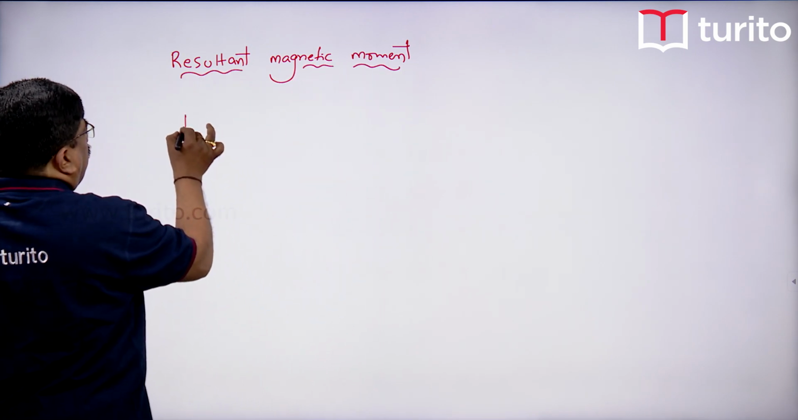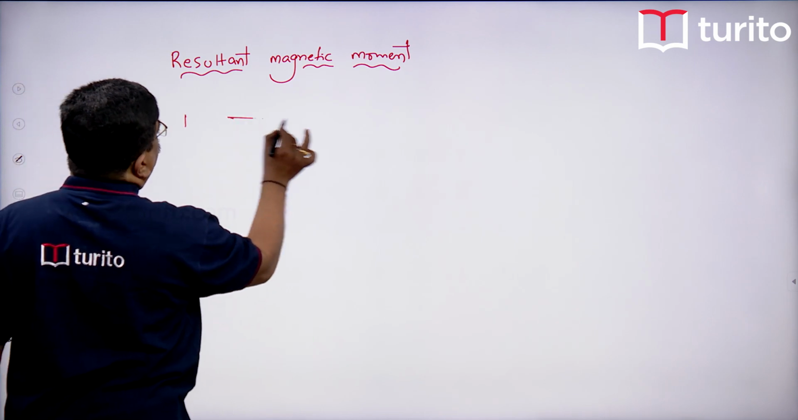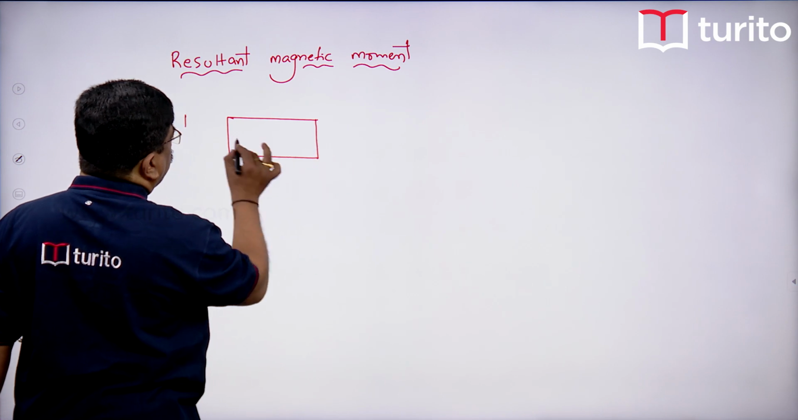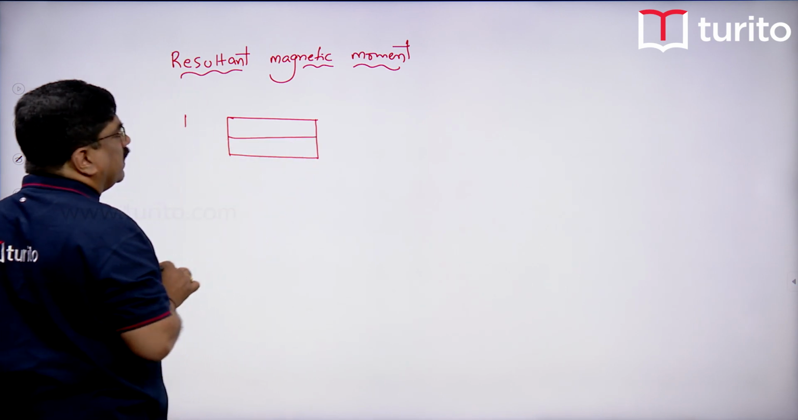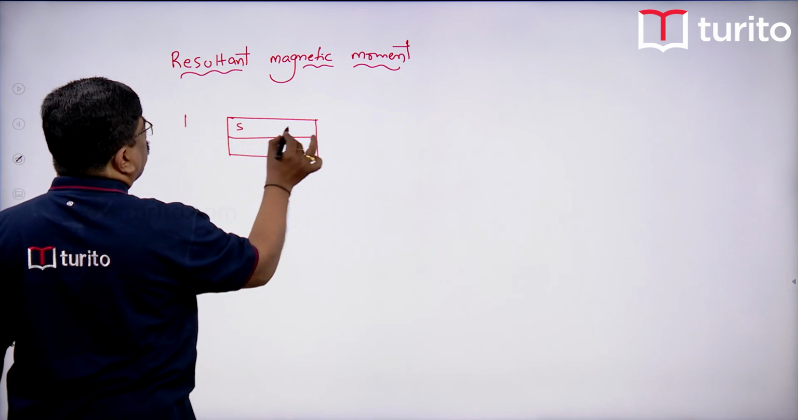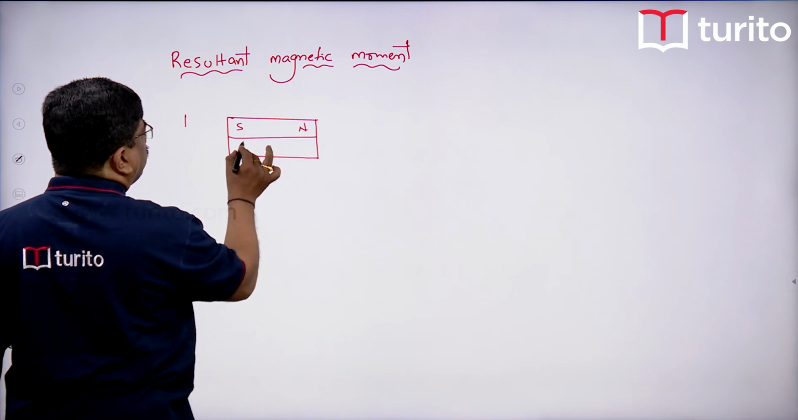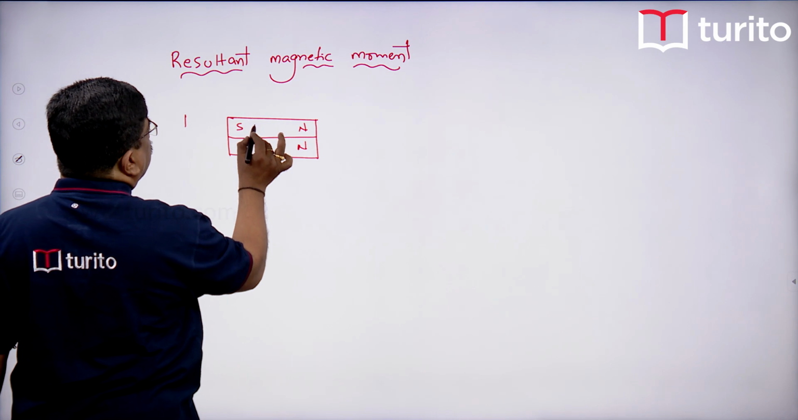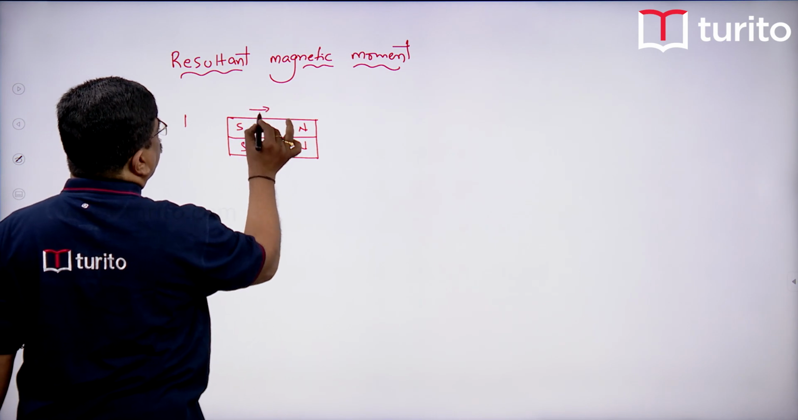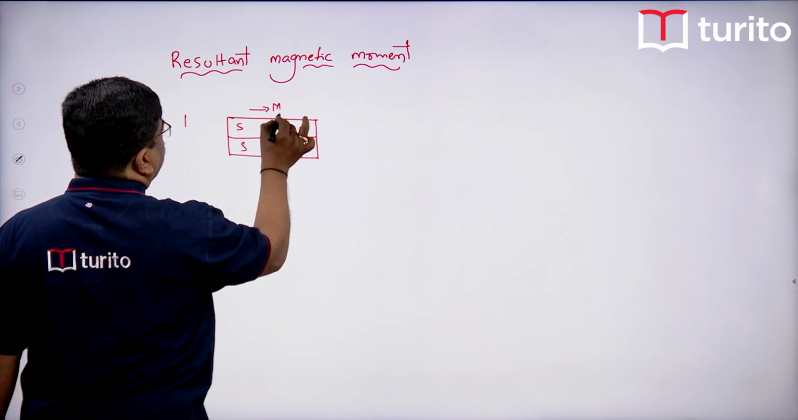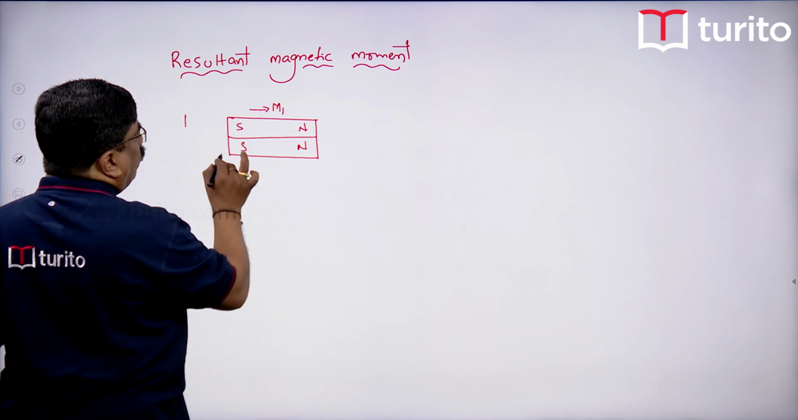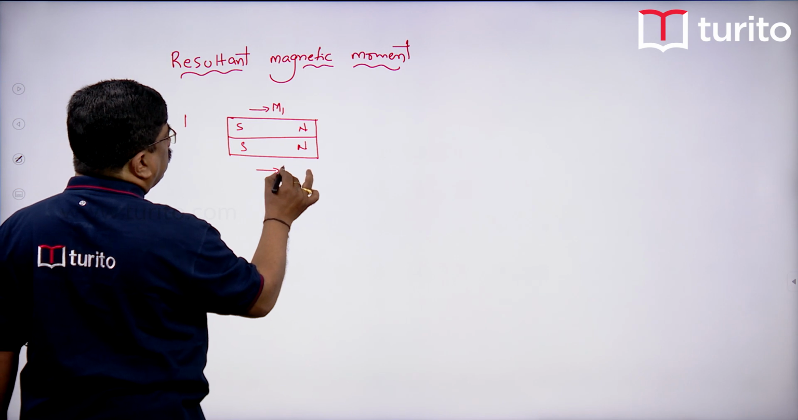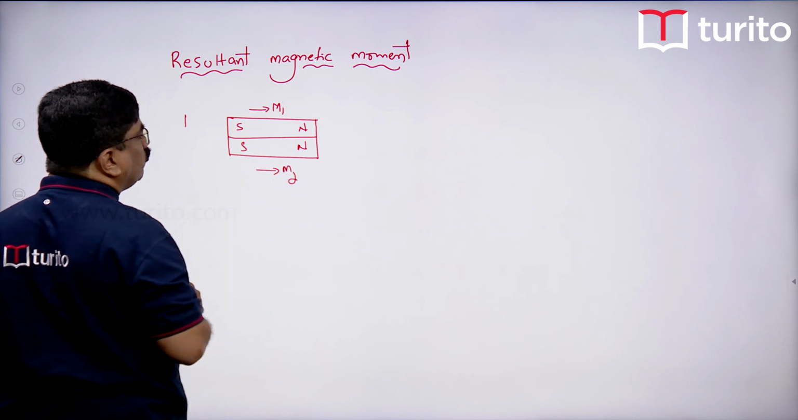First case, in case number 1, we are arranging 2 bar magnets. These are the 2 bar magnets. This is first magnet, this is second magnet. For the first magnet, magnetic moment south to north, this is m1. For the second magnet, magnetic moment south to north, that is also m2.